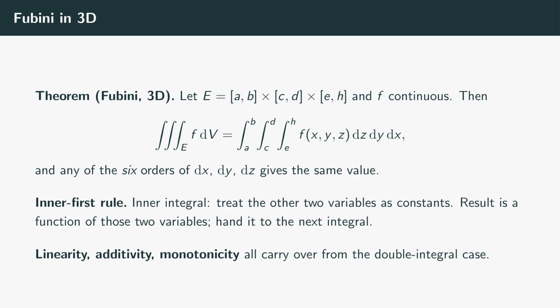The mechanic is the same as for double integrals. Iterated, in the innermost integral you treat the other 2 variables as constants. You integrate one variable from its lower to upper bound, you get an expression in the remaining 2 variables. Hand it to the middle integral, repeat. Hand it to the outer integral, repeat. 3 single variable integrals nested. Linearity, additivity over disjoint subregions, monotonicity, all the basic properties carry over from 1 and 2 dimensions, no surprises.